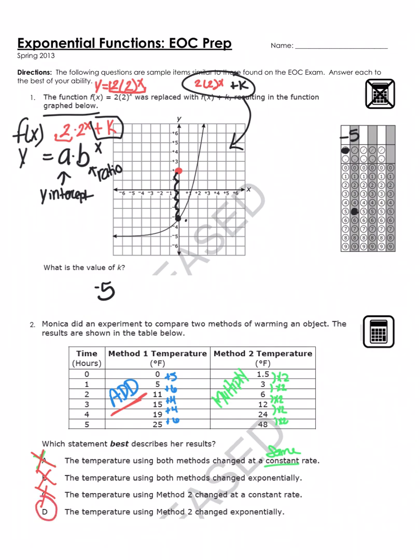And then option D, the temperature using method 2 changed exponentially. That is true because we are multiplying. So if something is multiplying, it is doubling very fast. In this case, because we're multiplying by 2, that will be represented by an exponential function.